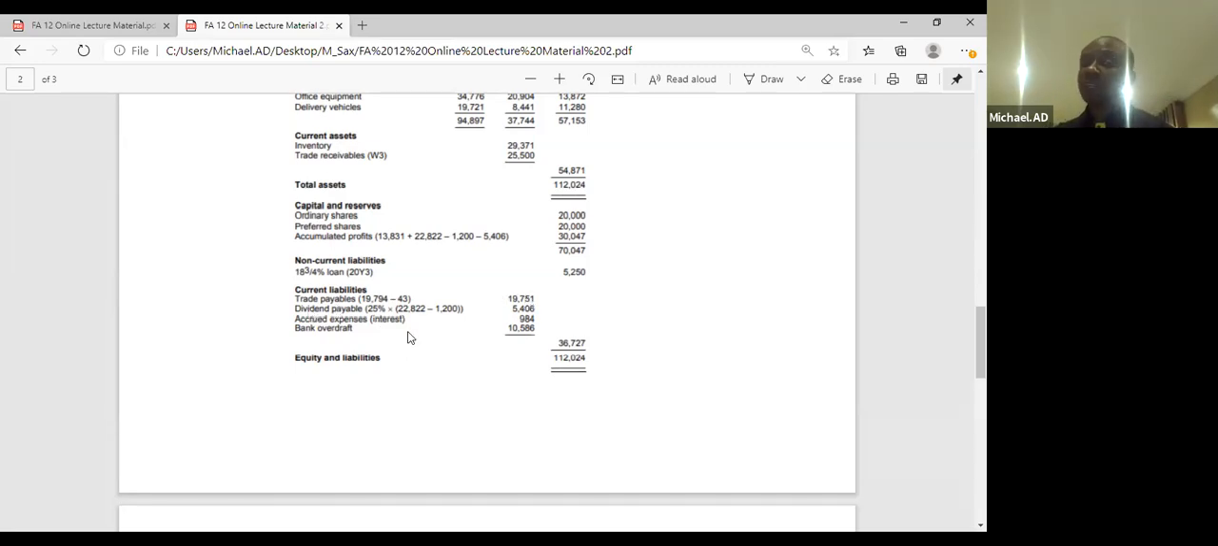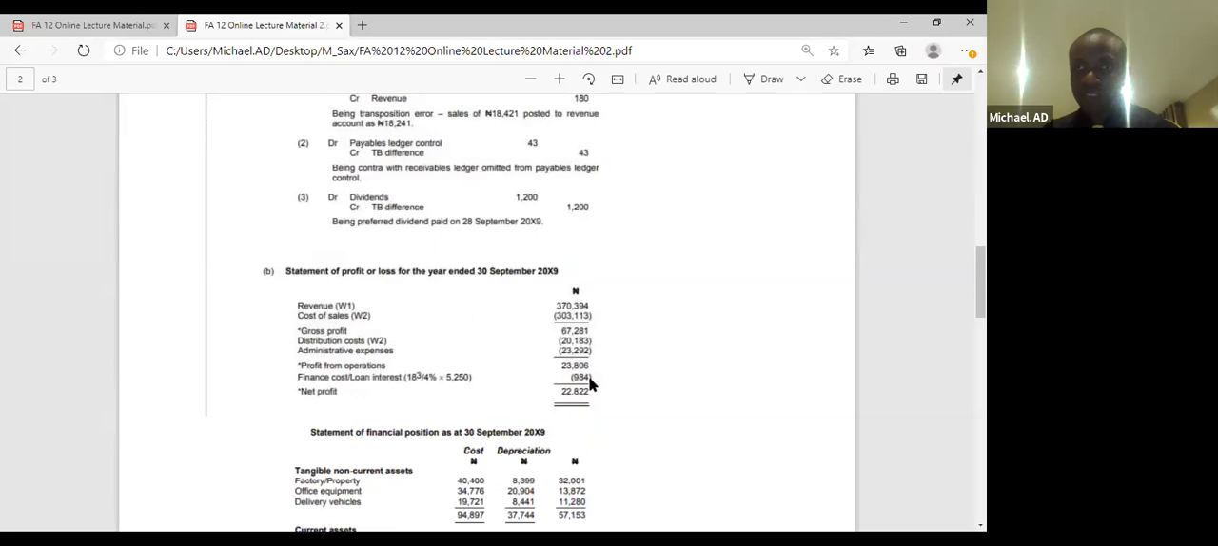Oh yeah, the dividend payable that I was talking about, 25%, because we are still paying this amount. So this is the amount we are actually paying, 4,406 naira, which is this. Accrued expense, interest. Remember the accrued expense of 984 naira that we accrued for. The finance cost.